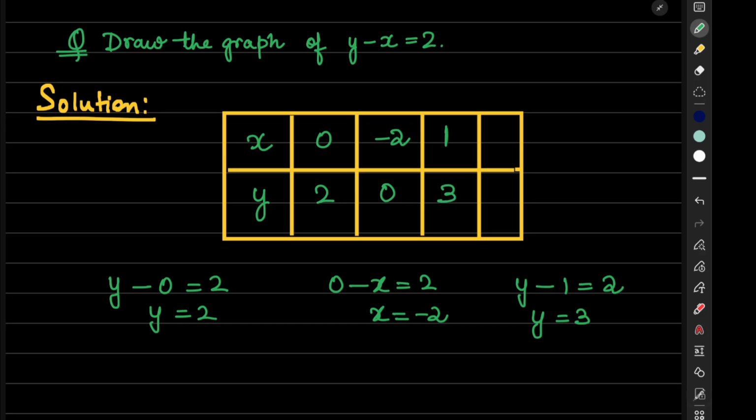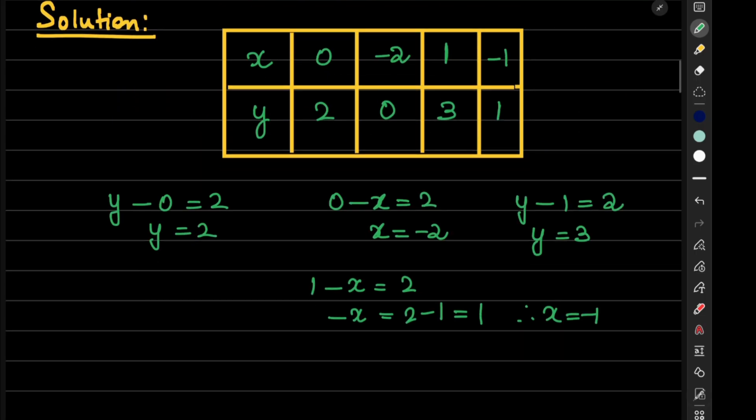Next, let's take y as 1. So 1 minus x equal to 2. So x equal to 1 minus 2, or you can do it like this: minus x equal to 2 minus 1, which is nothing but 1. Therefore, x equal to minus 1. So the solutions are what you have to plot.